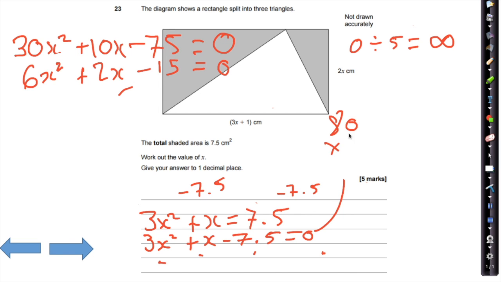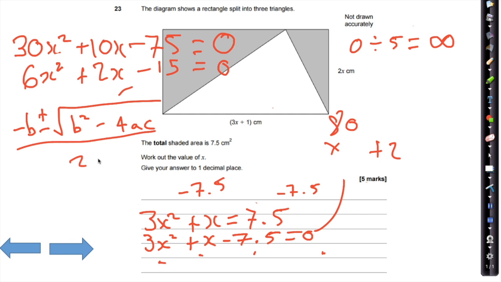So numbers that multiply together to make 90 but add together to make 2, we're going to notice that it won't factorize because there are no numbers that multiply together to make 90 but add together to make 2, and therefore what we're going to try and do instead is use the quadratic formula. So instead of trying to factorize it, which it doesn't do, remember minus b plus or minus the square root of b squared minus 4ac over 2a.